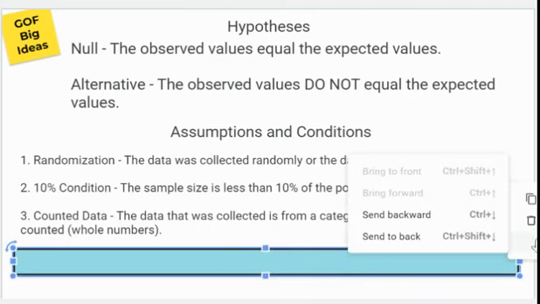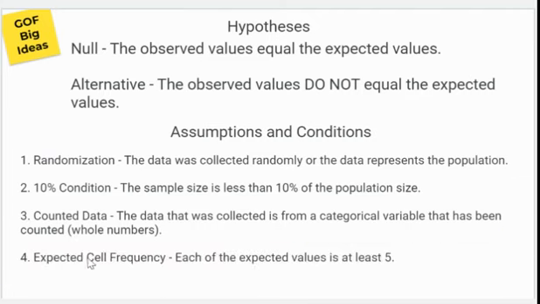Lastly, our last condition that we need to check is our expected cell frequency. During a goodness of fit test, we are going to calculate these expected values. Well, each of our expected values needs to be at least 5. So this is something that we can actually check mathematically. We calculate those expected values. As long as each one of our expected values is at least 5, then that condition has been met as well. And that's it. Those are the big ideas for this particular lesson on goodness of fit chi-squared tests.